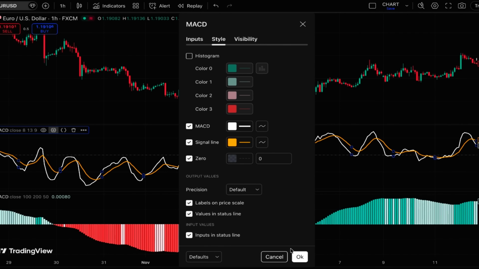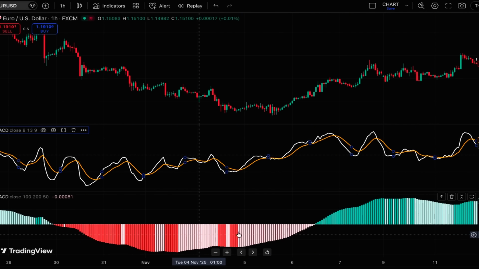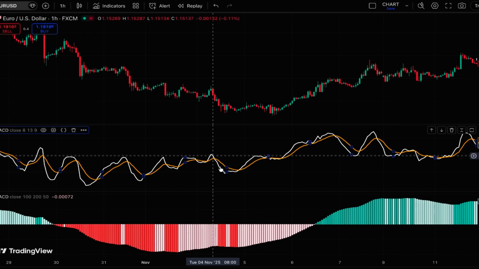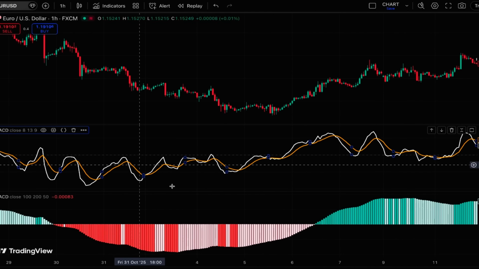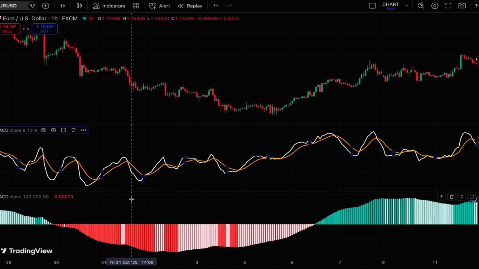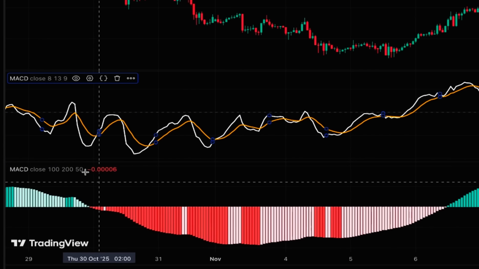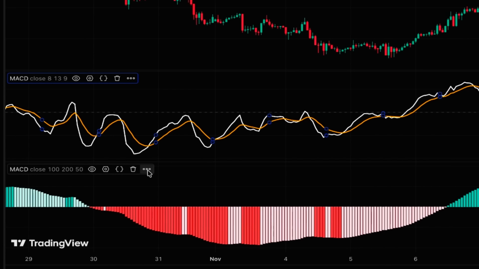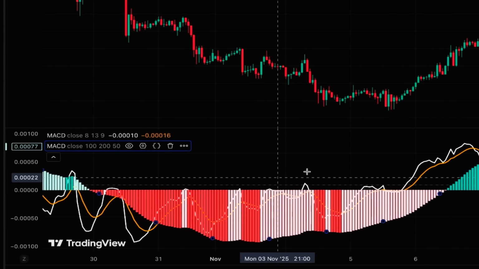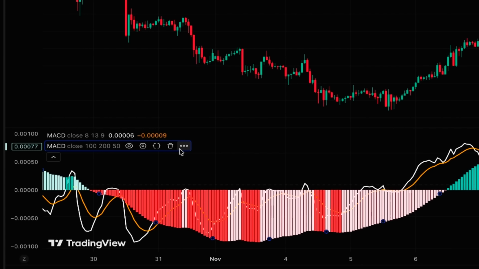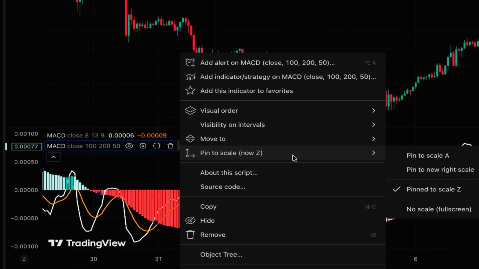Alright, so now we have one MACD with histogram and the other MACD with MACD line and signal line, and each of them has its own special settings that we made. Now we want to combine these 2 MACDs in one indicator. Here for the MACD at the bottom, we click on more, then on move to, and here we click on existing pane above, and again for the same MACD we click on more, then pin to scale, and we click on pin to scale A.